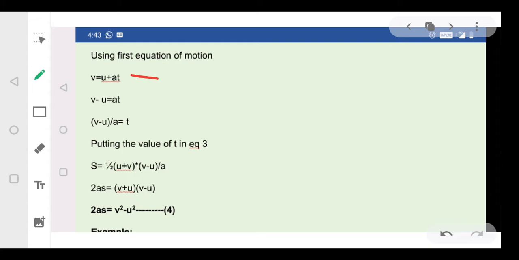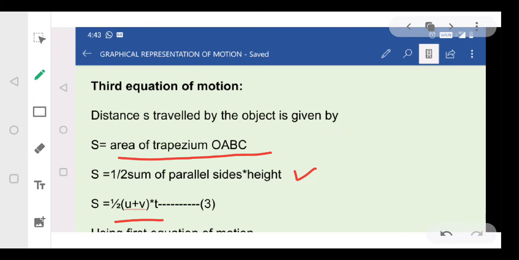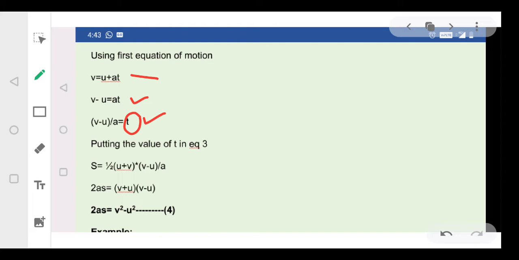So V minus U will be equal to AT, and time will come out to be V minus U divided by A. Now we will be putting the value of T in the previous equation which we had found out. If we put the value of T in this equation, we will get S is equal to half U plus V into V minus U divided by A. What we will do now is take this A to the left hand side. By cross multiplication, A and 2 will go to the left hand side.